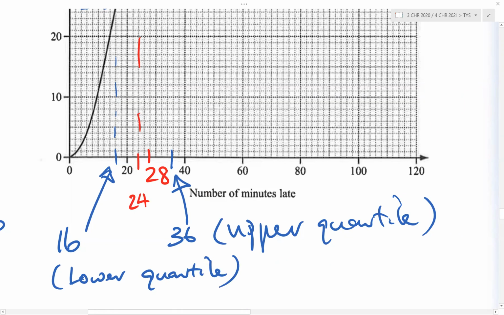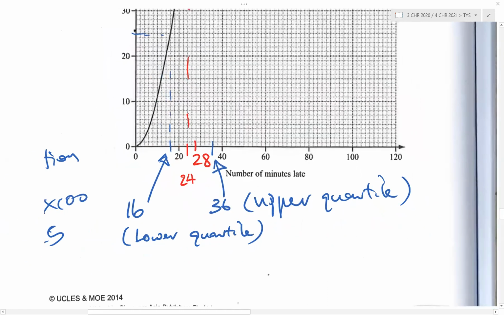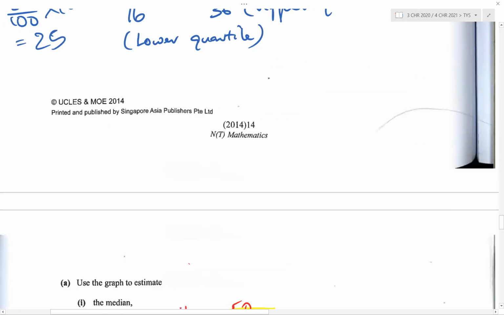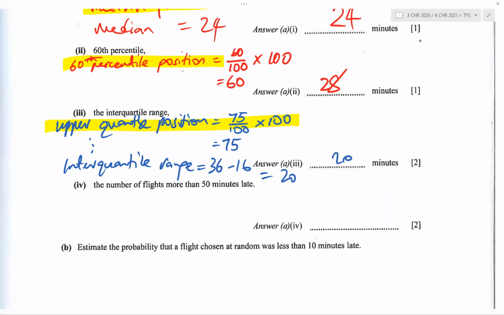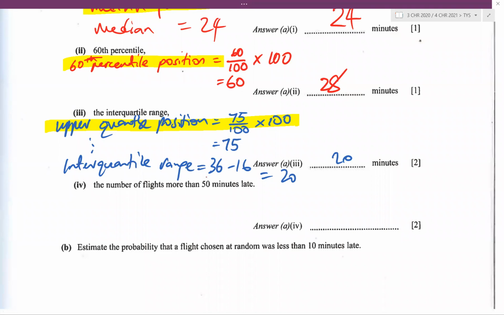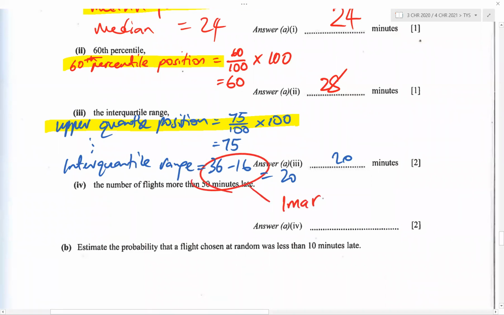So we got upper quartile, lower quartile, subtract, answer. 36 minus 16. Interquartile range is 36 minus 16. And we get 20. Where are the marks allocated? It is here. This, 1 mark. This one, 1 mark. Okay, checking whether you can identify where the values are, not just the position.